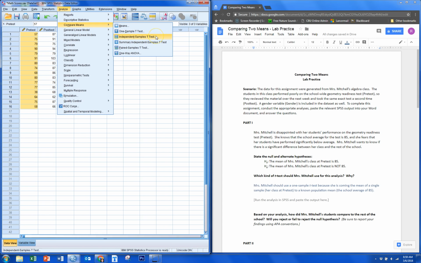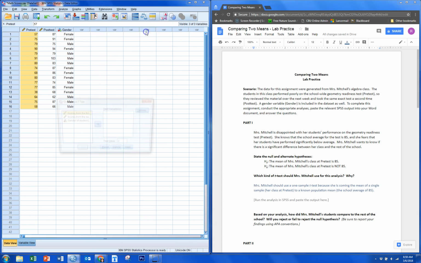We have the independent samples t-test that we talked about, and we also have the paired samples t-test that we talked about. This right here, one-way analysis of variance, is used for something else. We're going to focus on these three different types of t-tests. So we're going to click on one sample t-test. Analyze, compare means, one sample t-test. Let's click on that.